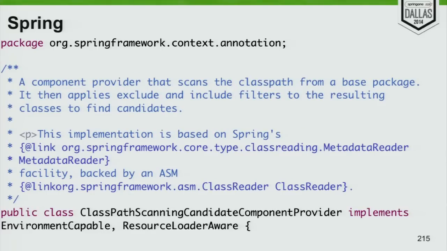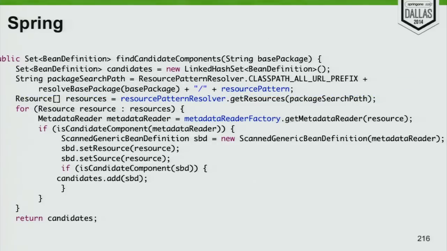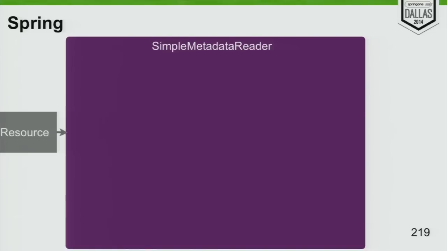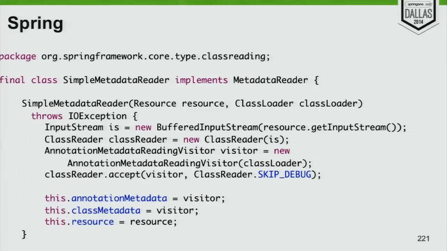So what's happening in the code? Well, there's a ClassPathScanningCandidateComponentProvider. And this has a findCandidateComponents method. And what I want to look at specifically here is essentially it goes through the resources and grabs the metadata for each resource, where a resource is essentially a class. So what's going to happen is we're going to have our resource, we're going to pass it into the SimpleMetadataReader, and then we're going to get out metadata. And here you can see ASM being used.